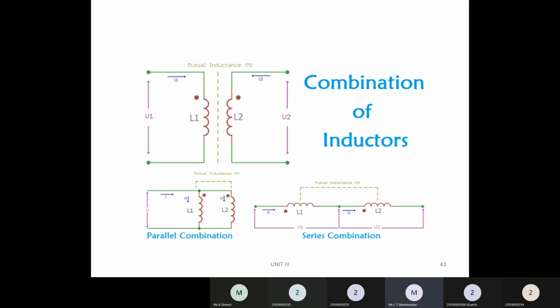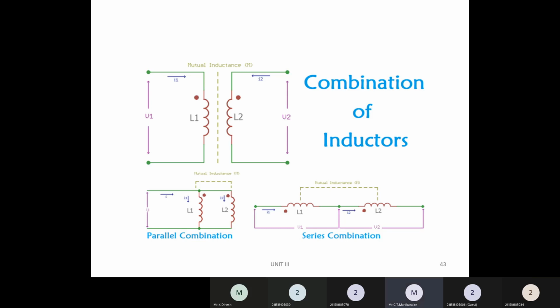Now we can see the combination of inductors. In the last sessions, we have seen the combination of capacitors. Similarly, we can see the combination of inductors. Inductors can be connected in two ways: one is the parallel combination, another is the series combination. With capacitors and resistors you don't need to see that part in detail, but here you will be seeing the dot notation.